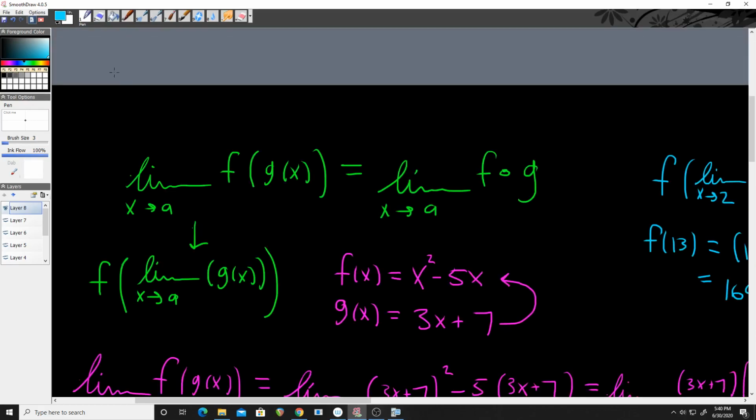And that's exactly what this is called. Let's be very careful here. This is the limit of a continuous composition of functions.